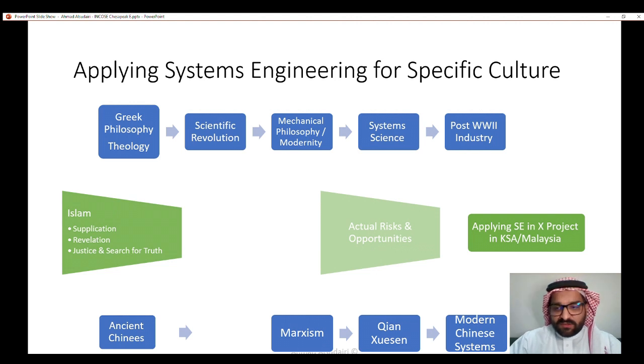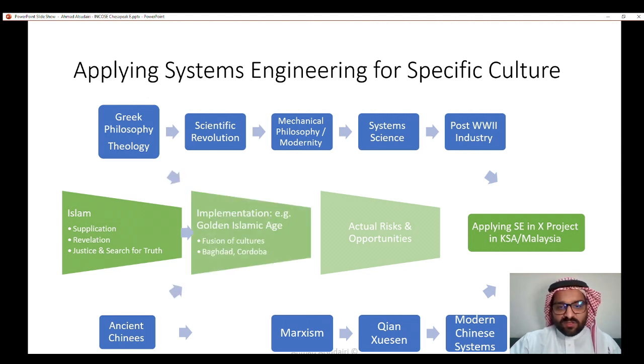So if I want to implement it into our actual culture, there are a lot of risks and opportunities. However, I can derive something from the actual systems engineering practice, and also from the Chinese and other cultures' tailoring of systems engineering. Also, I can take guidance from the previous implementation of science in Islamic culture, like the Golden Islamic Age.